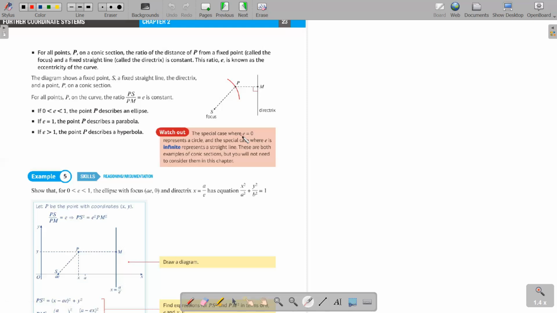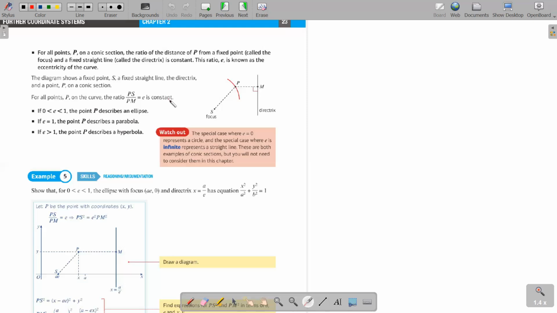For all points P on the curve, the ratio PS over PM: first we measure the distance from the point on the curve to the focus, then the distance from the point on the curve to the directrix. So PS on top, PM at the bottom. PS over PM equals e, a constant. So if you take the ellipse, the PS over PM ratio is a constant for the ellipse.